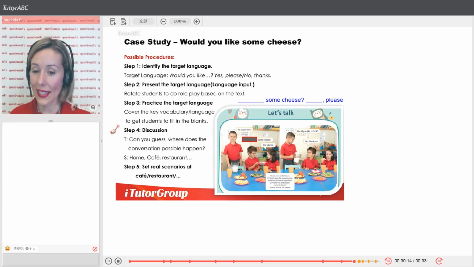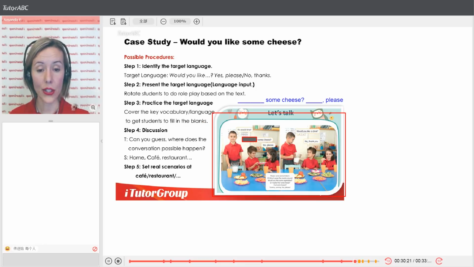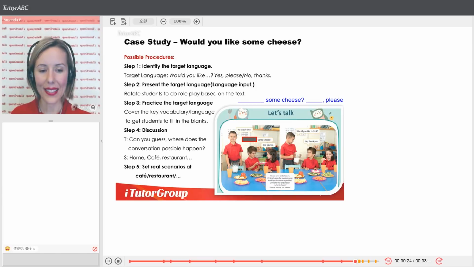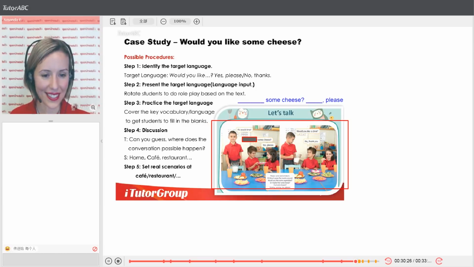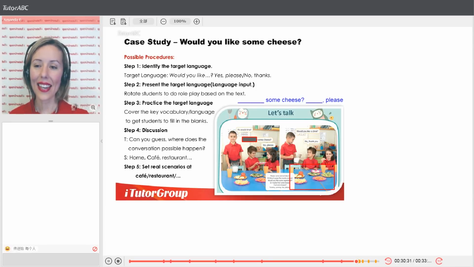If you'd like to extend, you might ask a few additional questions. For example, in this scenario, where does the conversation happen? Or you might ask, what do you like to eat? Or what do you see on the table? So just asking some additional questions that are outside of your target language, just to kind of get the student talking about the scenario and thinking in their mind a little bit more about the role play that might be coming later.